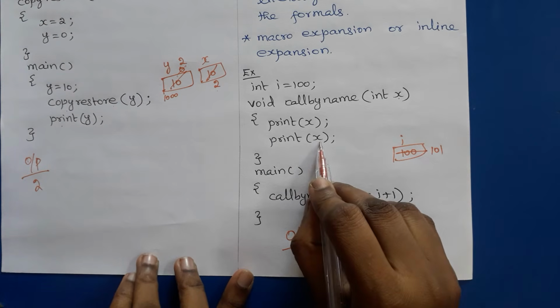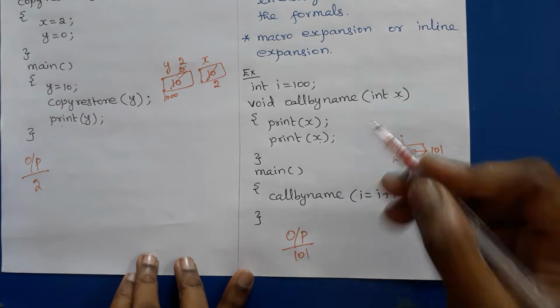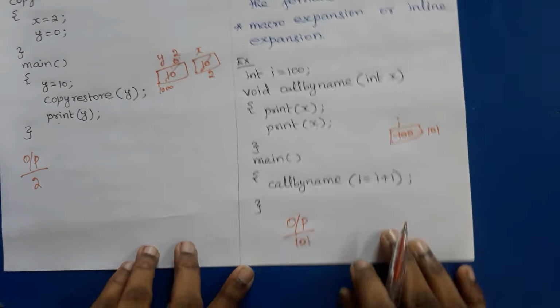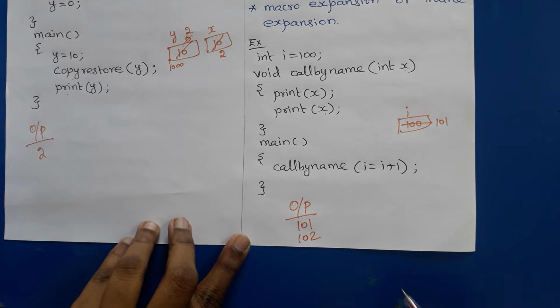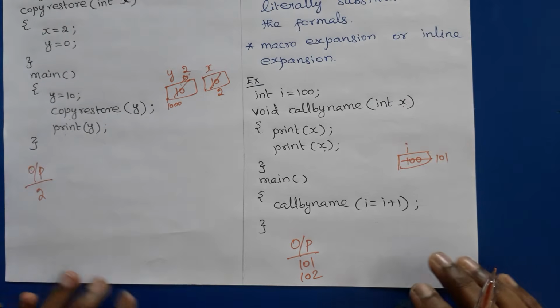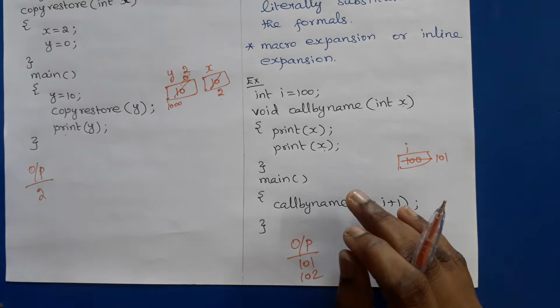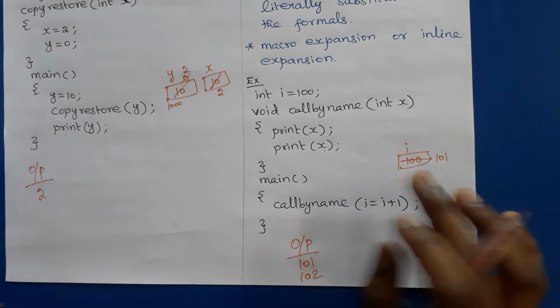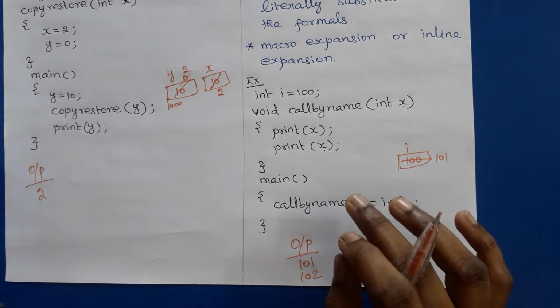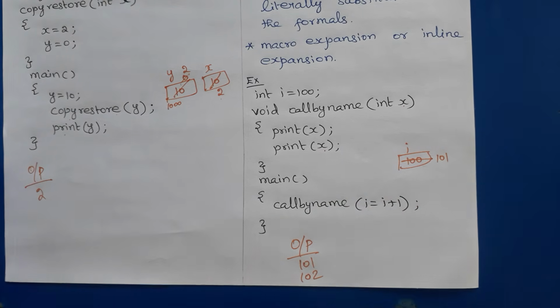Then again another print of x is there. So this x is again replaced by I equals I plus 1. So we will get 102 as a result. So this can also be done with the help of C programming in macro expansion. With the help of hash define, we can implement this method.